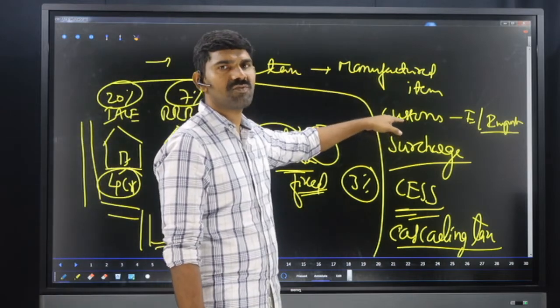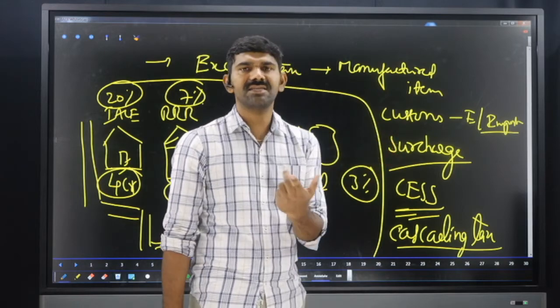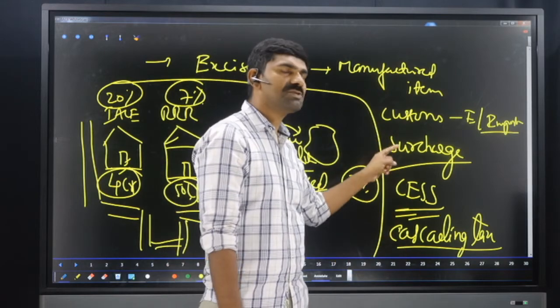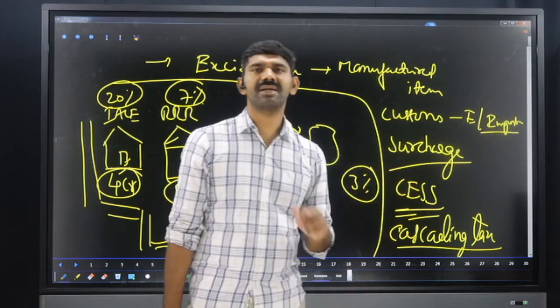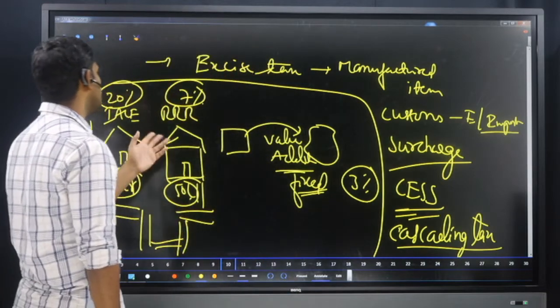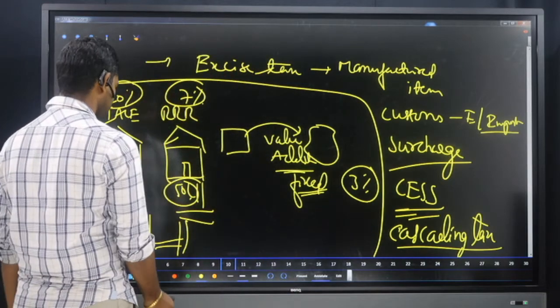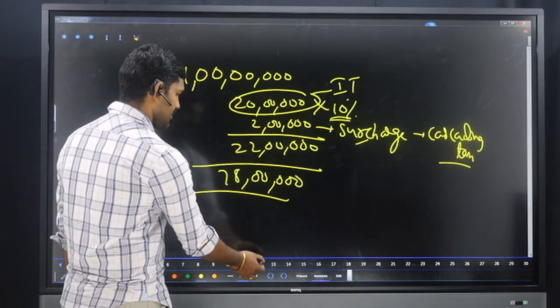Customs: on exports and imports, whatever tax you pay is called customs duty. A surcharge is an additional tax that you pay. A surcharge with a special purpose is called a cess. Cascading tax is nothing but a tax on a tax. Sometimes a surcharge is a type of cascading tax, and this is one example we took with respect to property tax. This is a surcharge example.